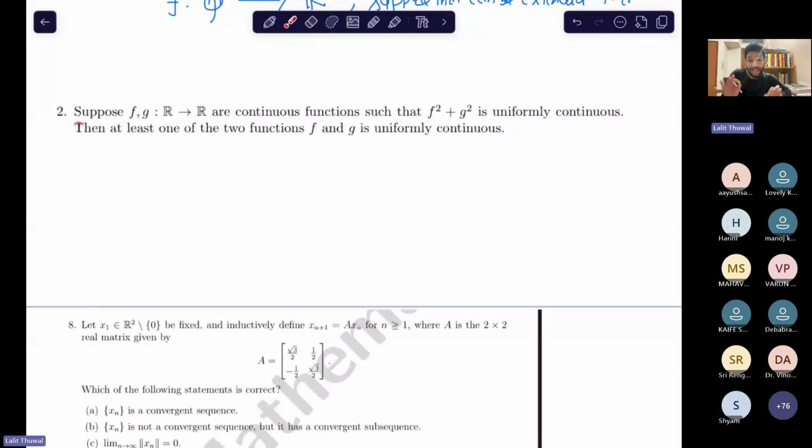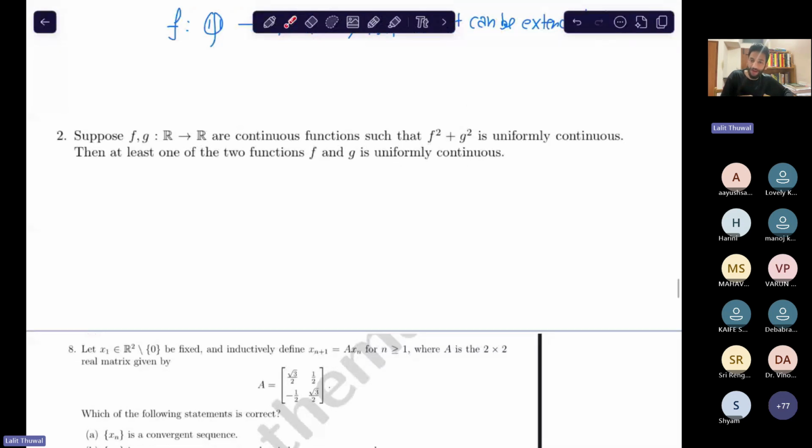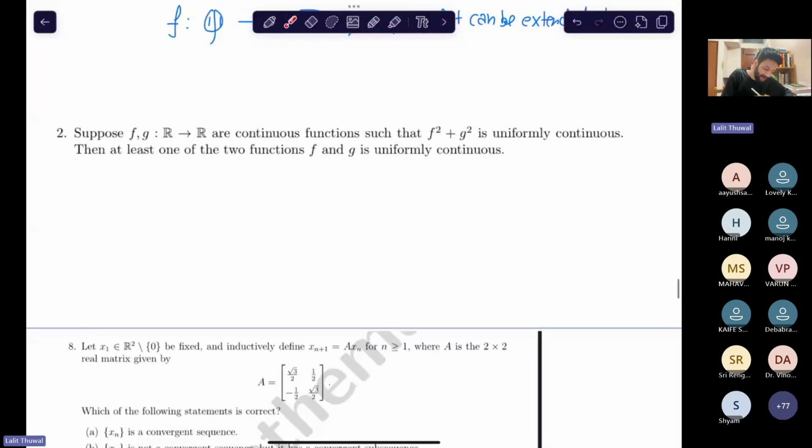Now another topic, from uniform continuity. Uniform continuity is a very important topic. In all the exams, NBHM, TIFR, CSIR NET, GATE, you will see questions from uniform continuity. There are a few special results which help you determine whether or not a function is uniformly continuous. One of the results I will let you know here, and that's very important. This question is also from TIFR 2023, and it is true or false.